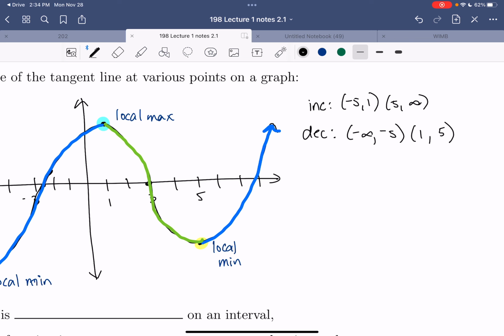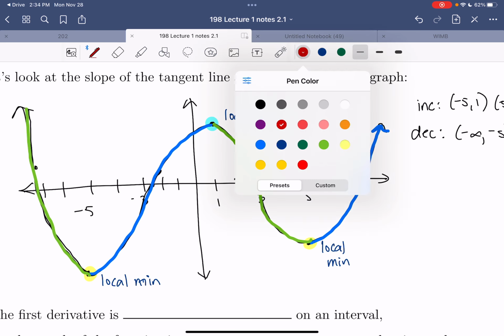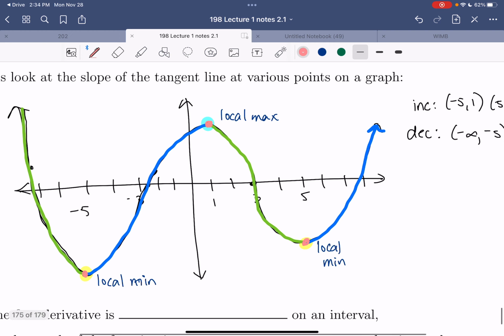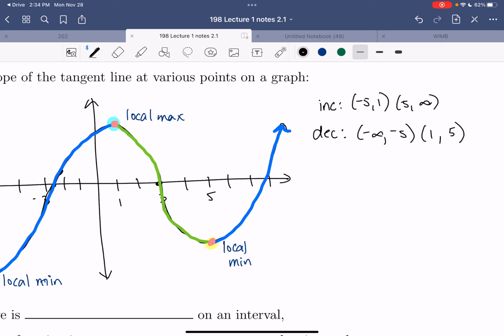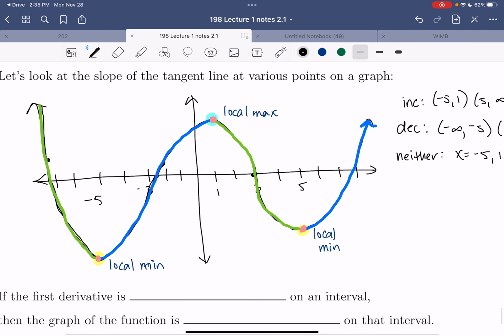Now it's doing neither at those particular points where I have my local maxes and mins. So there, and there, I have where it's changing, right? Those are the changing points. So it's doing neither at the points x equals -5, 1, and 5. And what we want to do is correlate this to the slope of the tangent line, right? So let's look at the slope of the tangent line. And so that's what we're going to do.